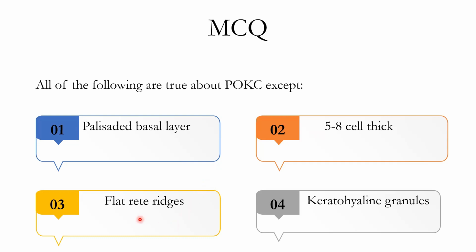Does it have flat ridges? Yes, it does. The junction between the epithelium and connective tissue is flat and it is usually weak and separate from each other. Is there presence of keratohyalin granules? The answer is no, because keratohyalin granules are seen in the ortho-keratinized odontogenic keratocyst and not in the parakeratinized type. So that's how you answer.